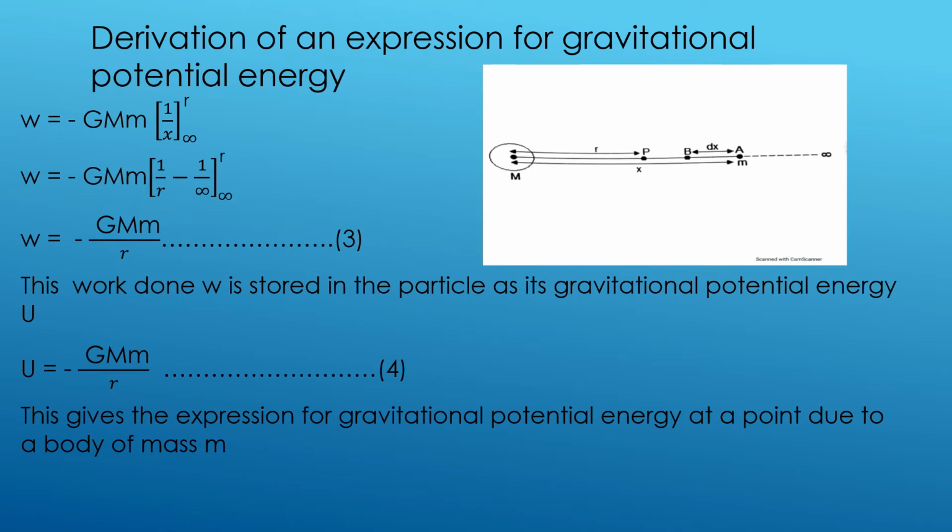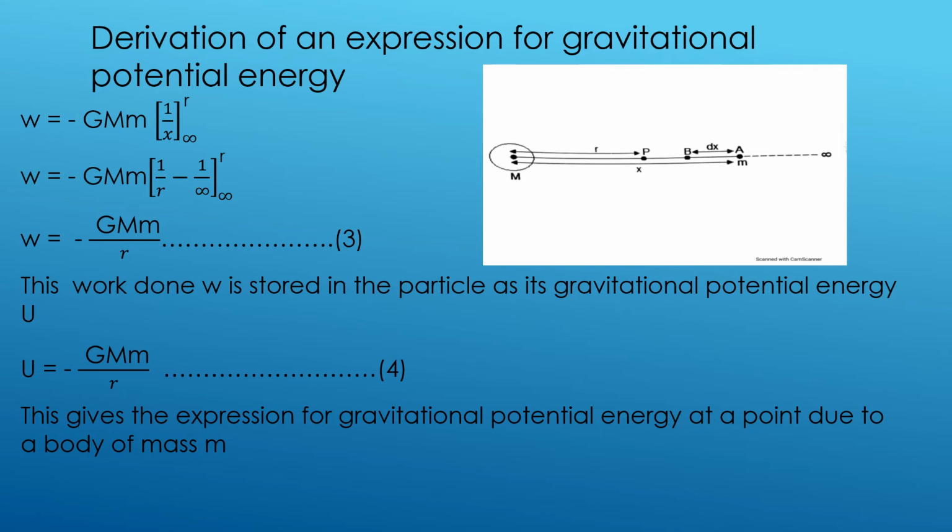In the next term, 1 by infinity will be 0. We will consider it as 0, because the particle we have to bring from infinity to that point, and at the infinity point the value will be 0. So W is equal to minus capital G capital M small m divided by r, because we have to take only 1 by r. We'll consider this as equation 3.